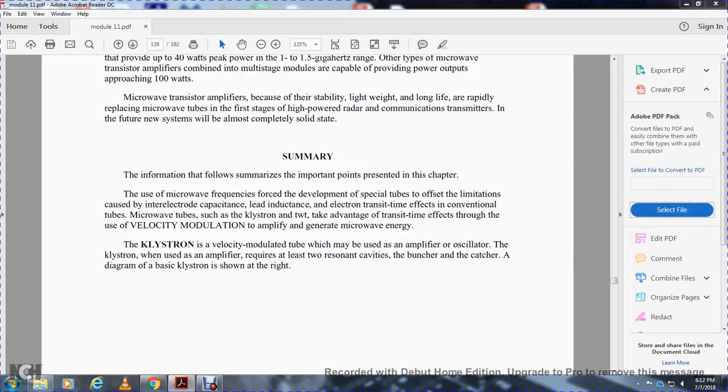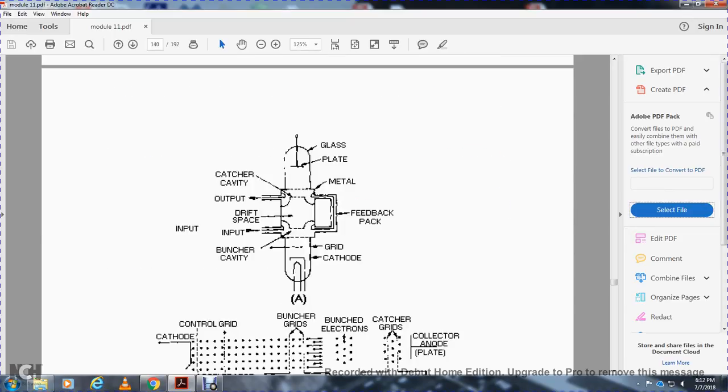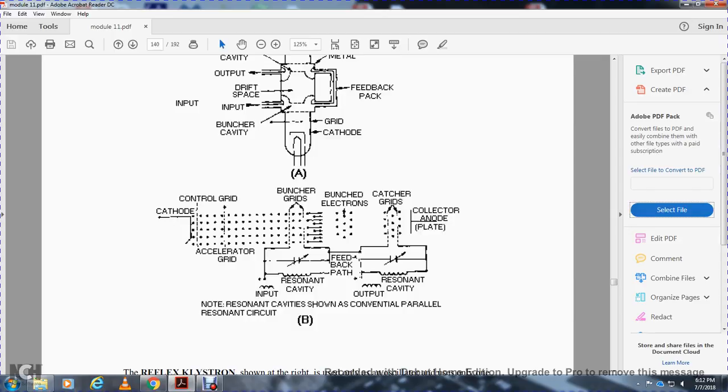The klystron is a velocity modulated tube which may be used as an amplifier or oscillator. The klystron amplifier requires at least two resonant cavities, the buncher and the catcher. A diagram of the basic klystron is shown on the right. Shown are the cathode, control grid, accelerator, buncher cavity, input, drift space, output cavity, buncher grids, electrons, feedback, output, collector, and anode.